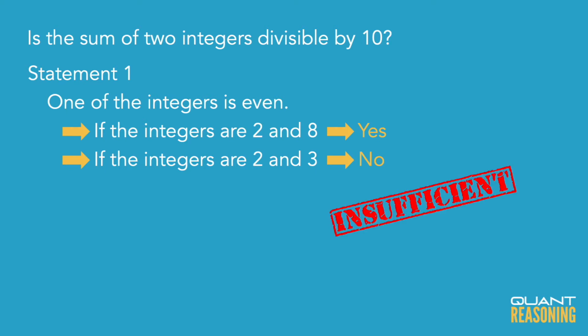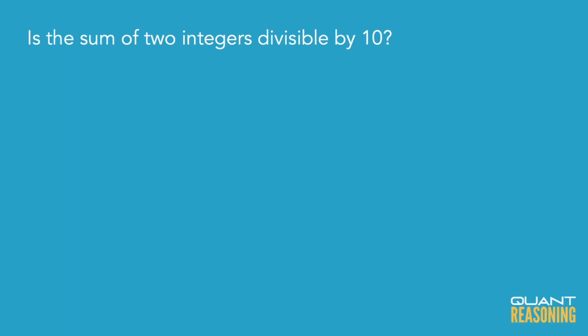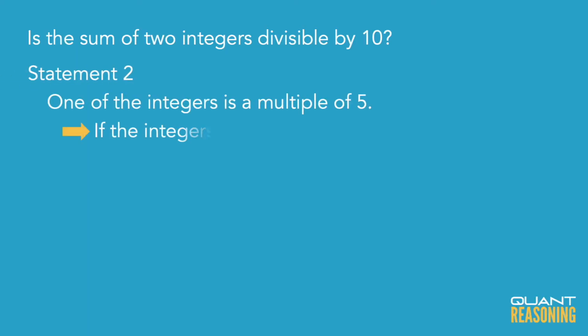We can do something very similar with statement 2. With statement 2 on its own, all we know is that one of them is divisible by 5, but we don't know anything about the other one. So could the sum be a multiple of 10? Yeah, sure, maybe they're 5 and 5, 5 and 15, 5 and 25, whatever.